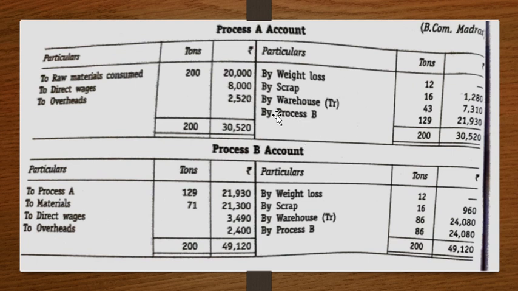So the amount which is transferred from process A to the process B will be first recorded in your process B's account. So how much is transferred from process A? If you look into process A's account, 129 tons at rupees 21,930. So to process A, 129 tons at 21,930. Next, we need to look into the materials. Do you have any other expenses? So what are the other input expenses is the question.